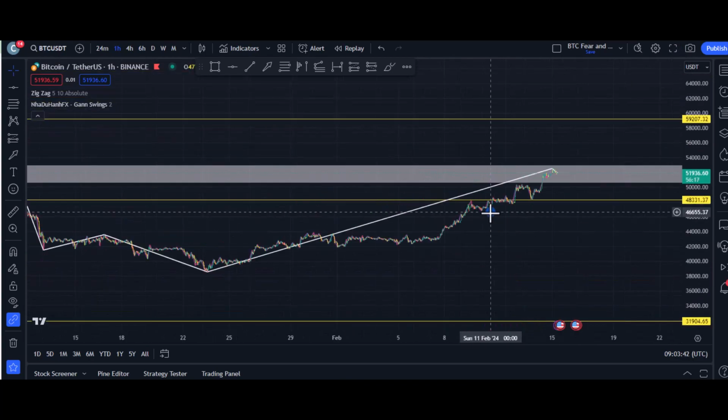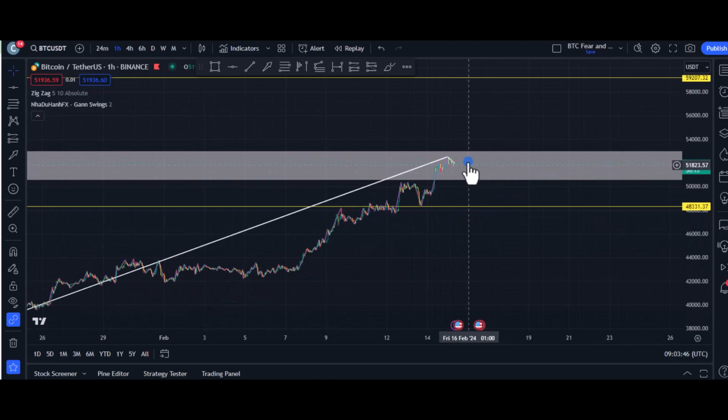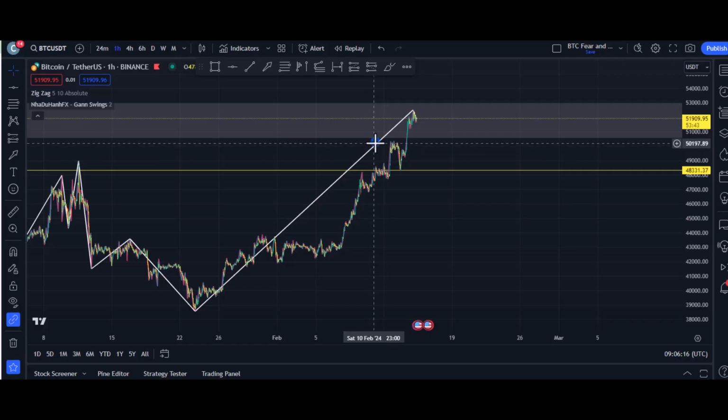So we now have a bit of a range. Bitcoin is fighting this resistance here. Okay, cool. So we've established that Bitcoin is in this wide resistance range, and I've just reduced the opacity of this so we can see it a bit better.